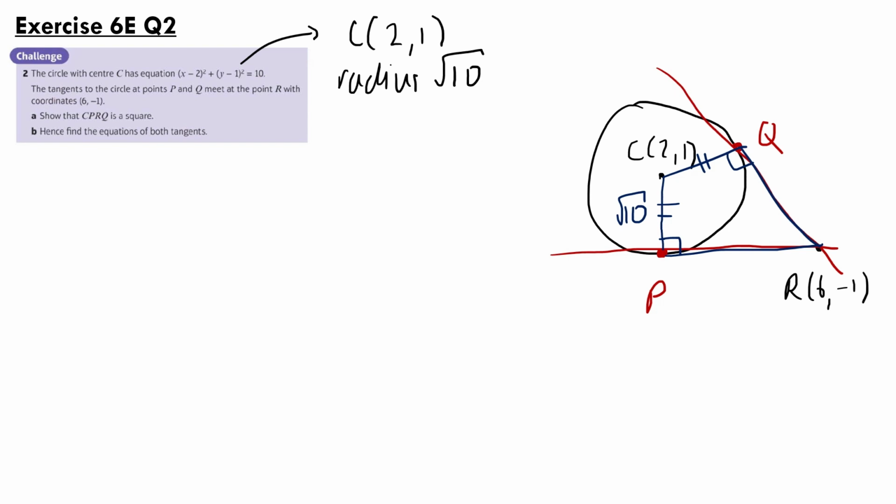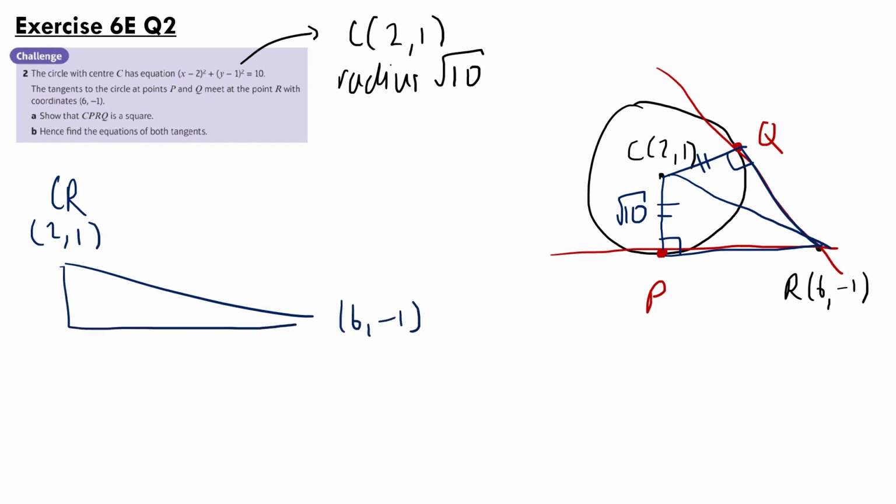And one way we can do that is to draw in the line CR. So we get two congruent right angled triangles, and now we can find out some more lengths. So first of all, we can use Pythagoras to find the length of CR. So CR goes from (2, 1) to (6, −1). So the lengths of this triangle are 2 and 4. So the length CR is going to be the square root of 2² + 4², which is equal to the square root of 20.